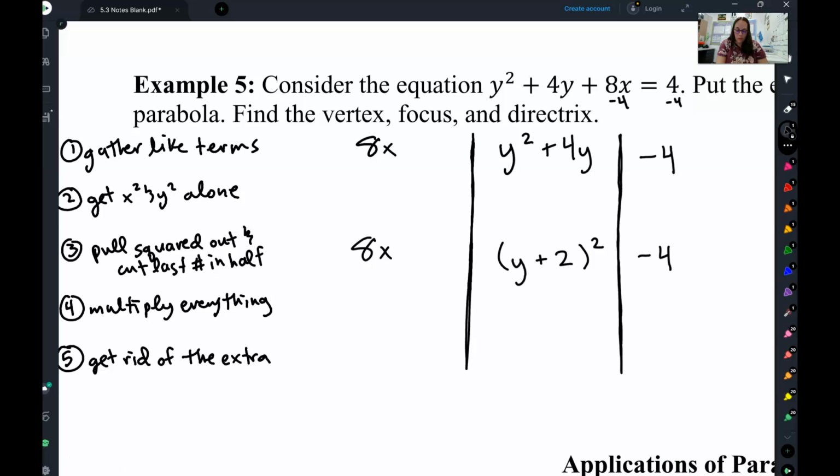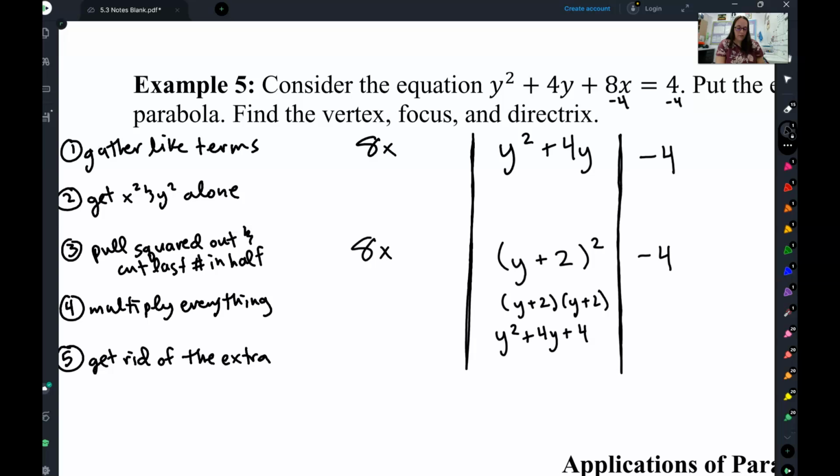Next, I'm going to multiply everything out. There's not really anything here to multiply, it's just 8x. However, there is stuff right here, so let's multiply these two out. Y squared plus 2y plus 2y, and 2 times 2 is 4.